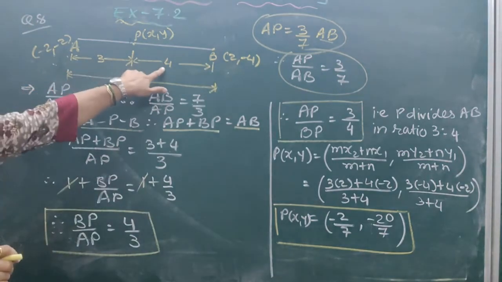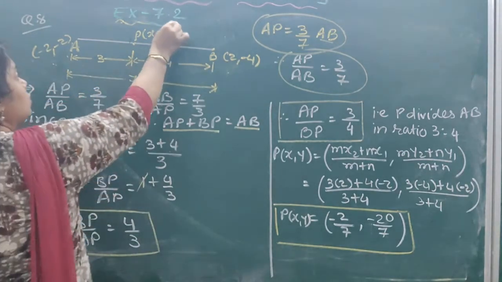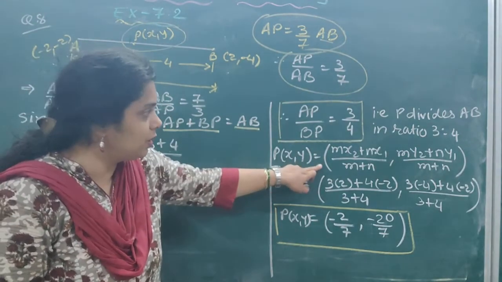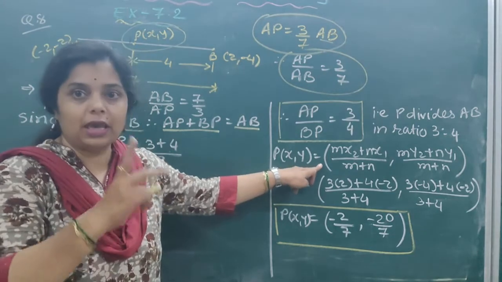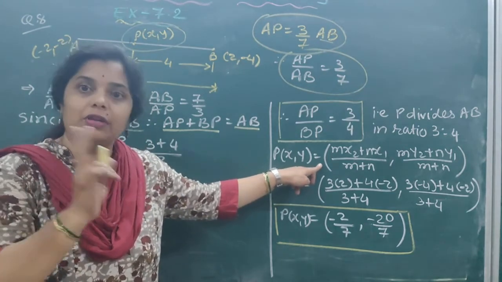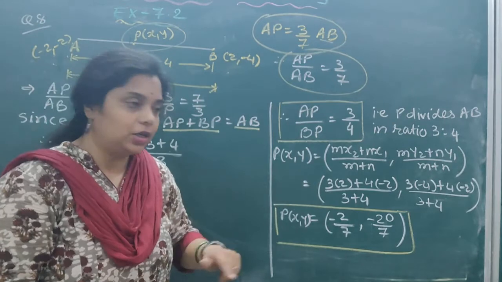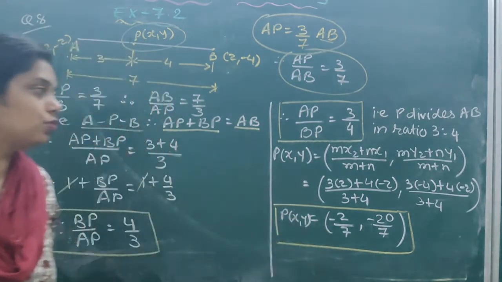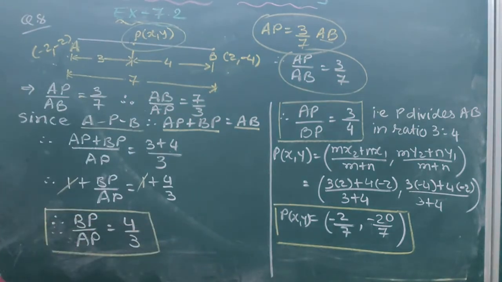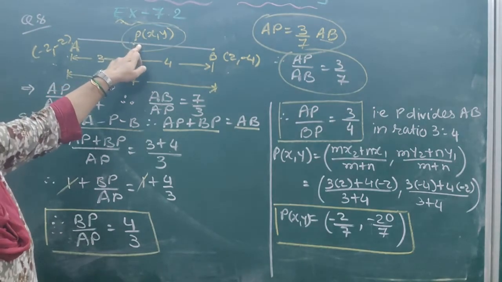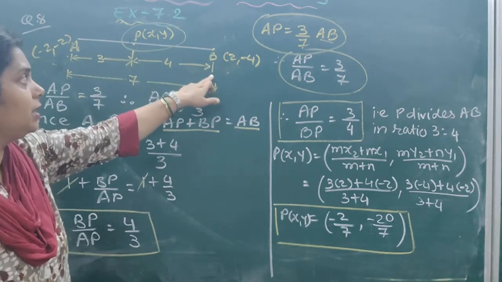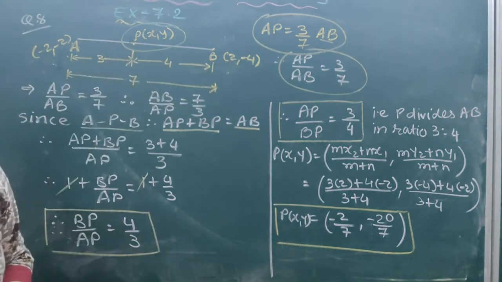Now after getting the ratio, I will be able to find the coordinates of P. As usual we use the section formula. We have the coordinates x1, y1, x2, y2 as well as the ratio. Now substituting the values, I got that P (x, y) is (-2/7, -20/7), the x and y coordinates of the point P, which divides the line segment AB in the ratio 3:4.